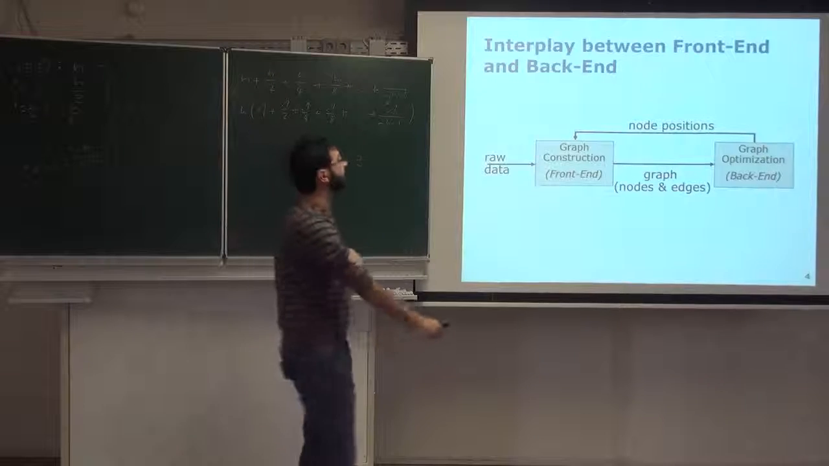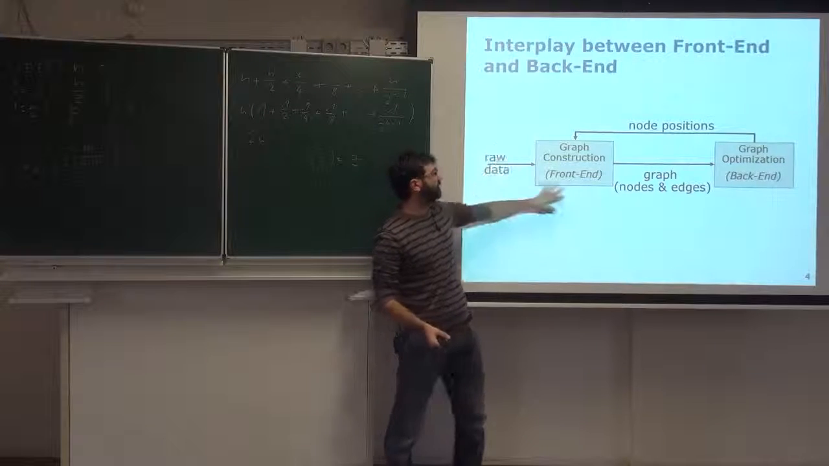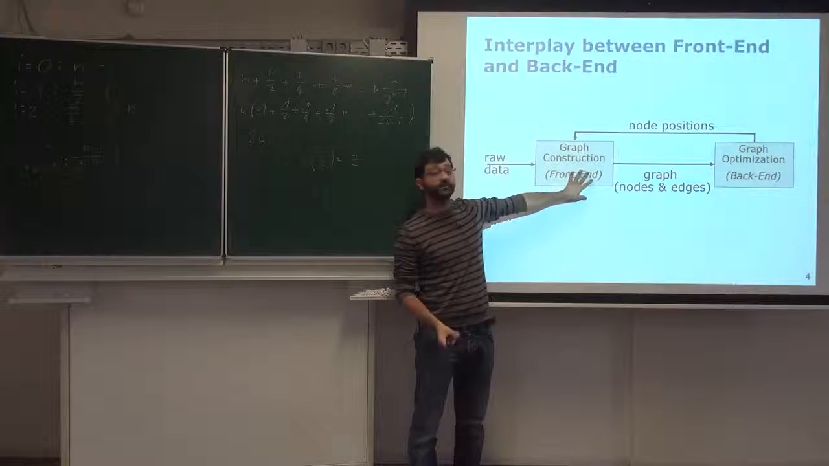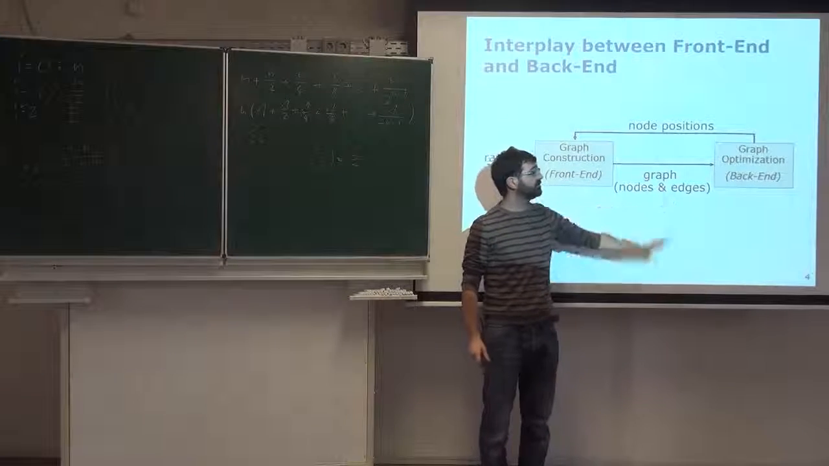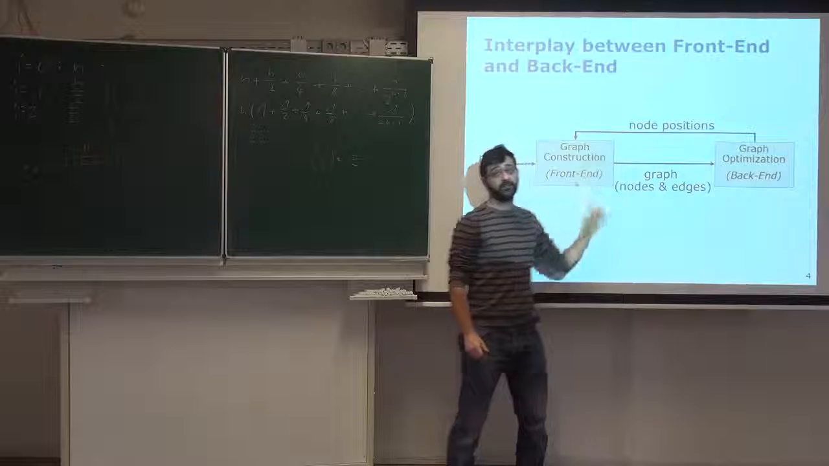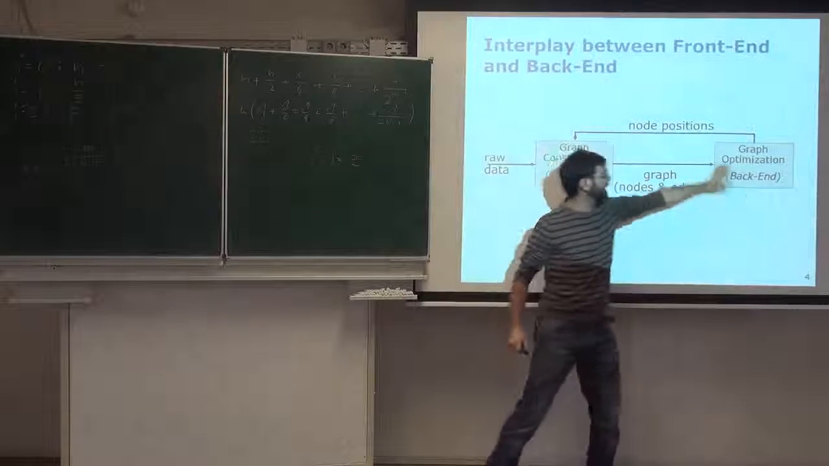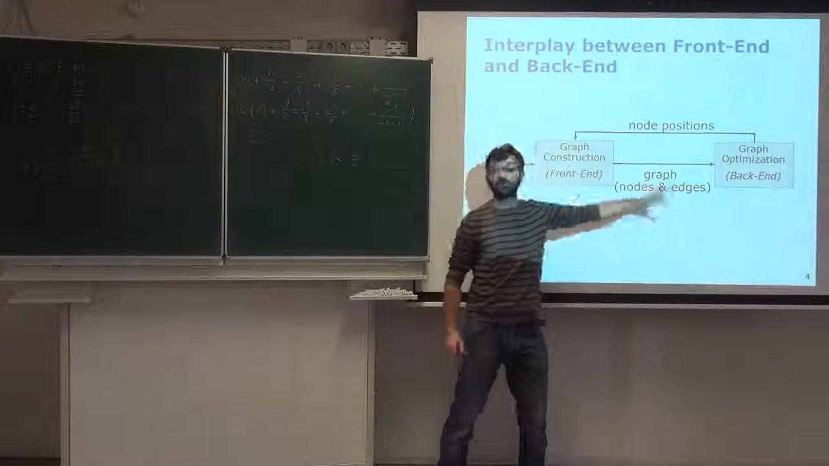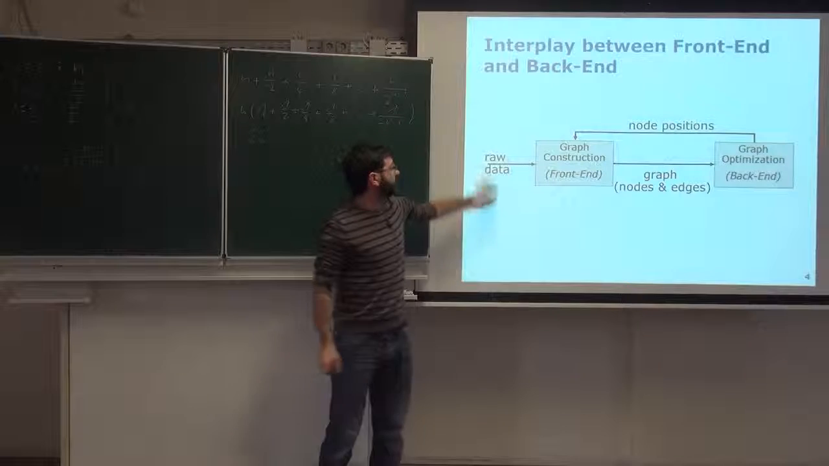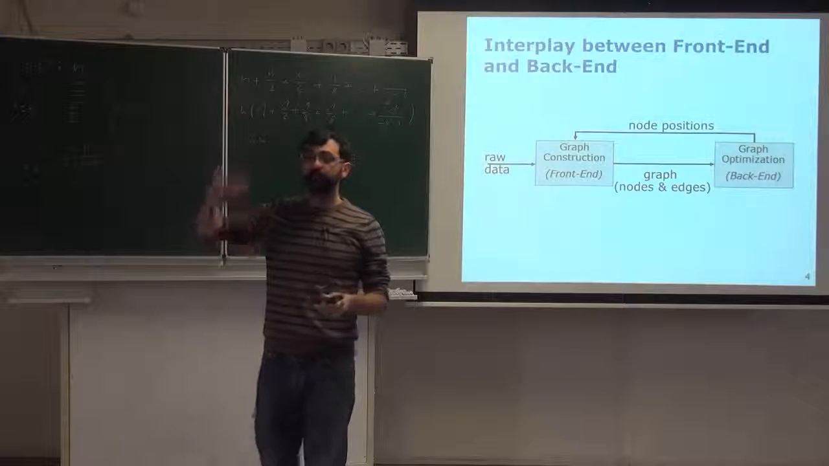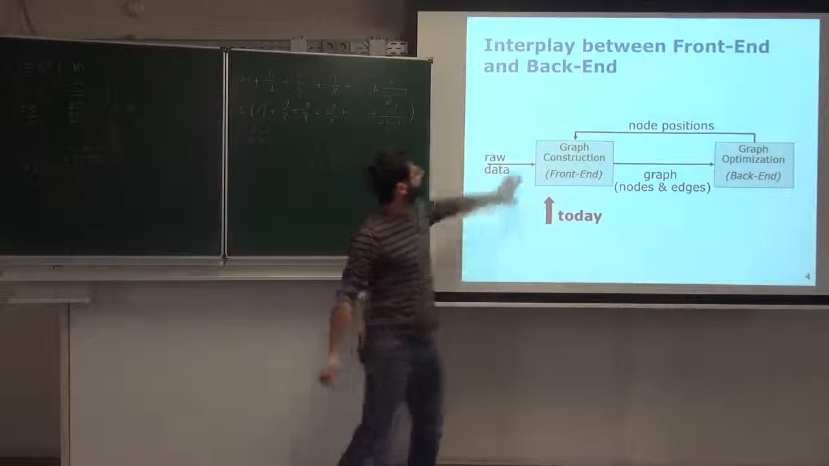If you look back at the interplay we had before, we always said that we get the raw data. There is some front end which deals with the graph construction, and then it sends a graph made of nodes and edges to the optimization backend, and then you can have some feedback where the solution from the backend helps the front end, and it goes around and so on. And this raw data arrives over time, as the robot moves and collects new data. What we're going to do today is this box.